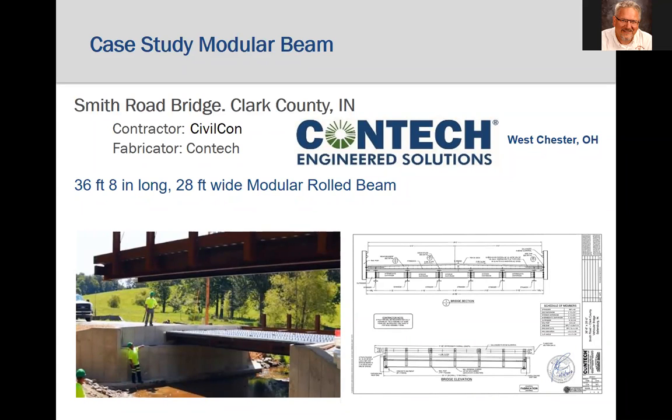A 36-foot 8-inch simple span prefabricated modular rolled girder superstructure was selected for the replacement, which of course means that they could remove that center pier. The bridge modules were prefabricated by Contact Engineered Solutions out of Westchester, Ohio, and the contractor was Civilcon.